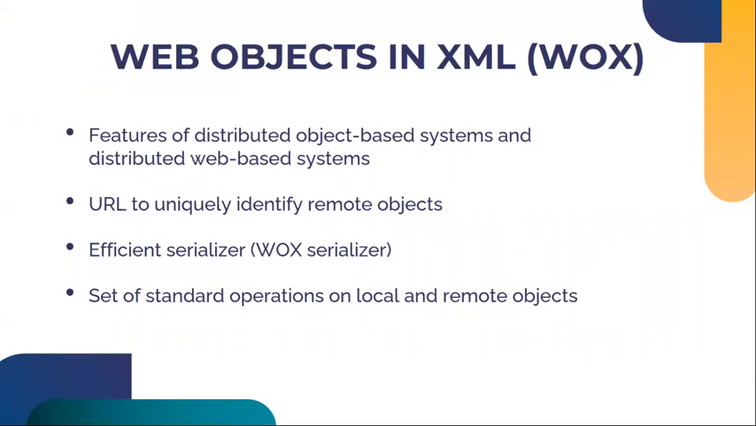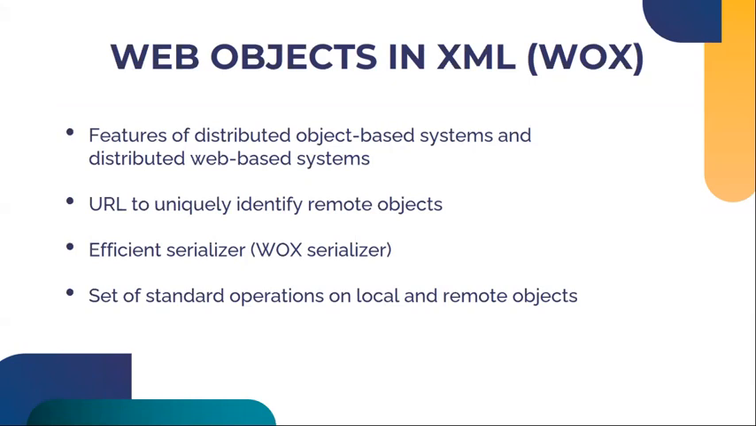Web Objects in XML is a framework that combines features of distributed object-based systems and distributed web-based systems. WOX uses URLs to uniquely identify remote objects, following the principles of the Representational State Transfer, REST, architecture. This is an important feature because all objects are uniquely identified by their URL and can be accessed from anywhere on the web, either through a web browser or programmatically.